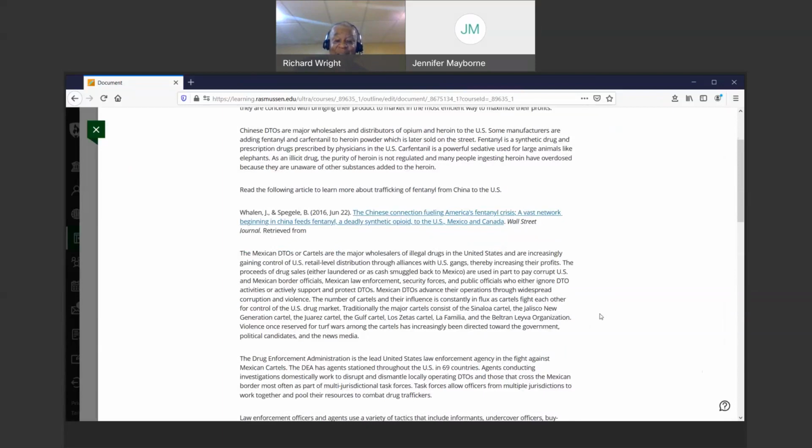They come in from Mexico, and because there are what we call corrupt criminal justice officials or law enforcement officials or border patrol people in Mexico and in the United States, the operation is able to get their product into the United States. And there are many cartels that control that, such as the Sinaloa cartel, the Jalisco New Generation cartel, the Juarez cartel, the Gulf cartel, the Los Zetas cartel, La Familia and the Milenio organization.